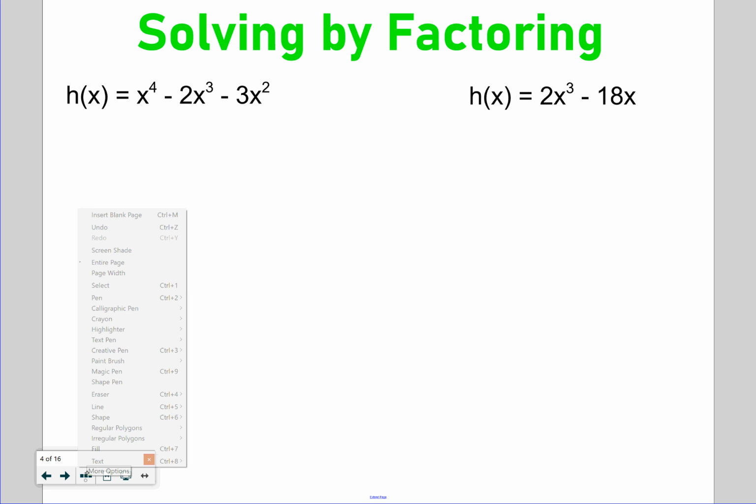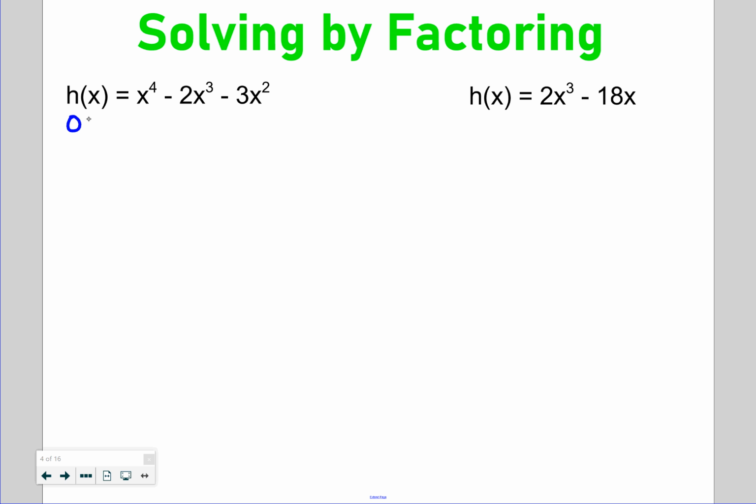Next, we can solve by factoring. So solving by factoring, this is just going to be review from, again, a previous lesson. We're going to set it equal to 0. And then the first thing we're going to look for in any of our factoring problems is, do any of these terms have something in common, a common monomial factor that I could divide out? And all 3 of these terms in the first problem have an x squared in common.